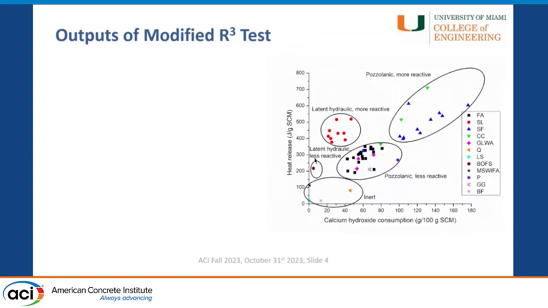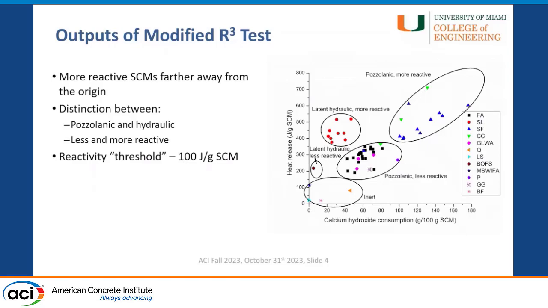Like, what do all these points mean, right? So basically, let's say you have a plot of heat release versus calcium hydroxide consumption on the x-axis. Now, basically, the more reactive SCMs that you see there lie farther away from the origin. And you can distinguish between pozzolanic and latent hydraulic behavior and less reactive and more reactive behavior.